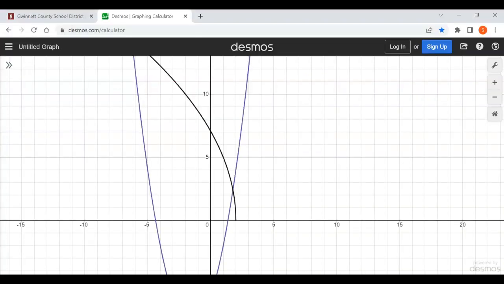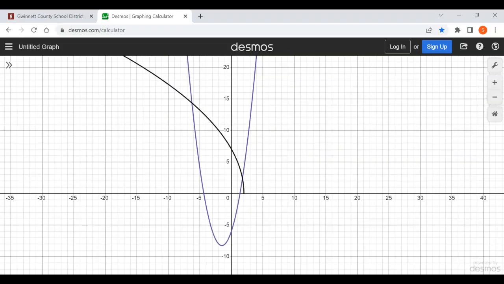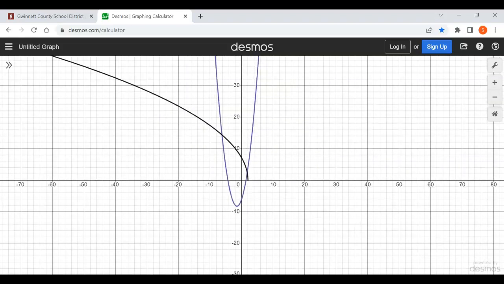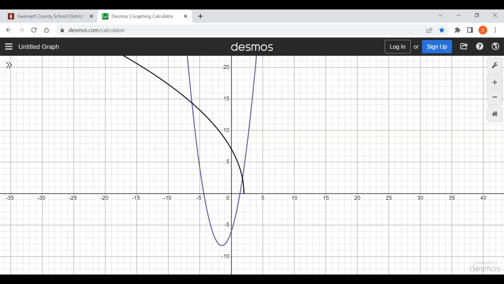Now, keep in mind too, see how I'm kind of like starting off small? Always zoom in, zoom out if you need to, guys, to look at the graph entirely. So I'm going to go ahead and zoom out because now notice technically how many solutions do these two equations have? Well, they have two solutions. We have a solution here and here.